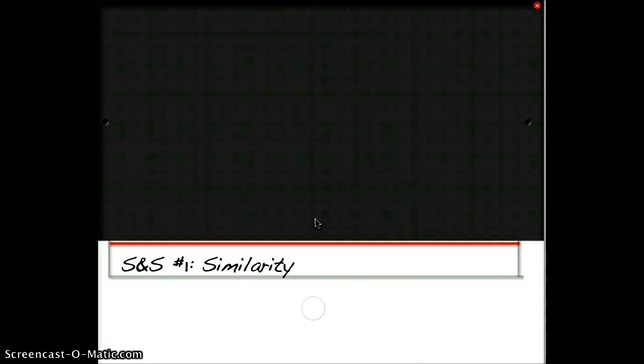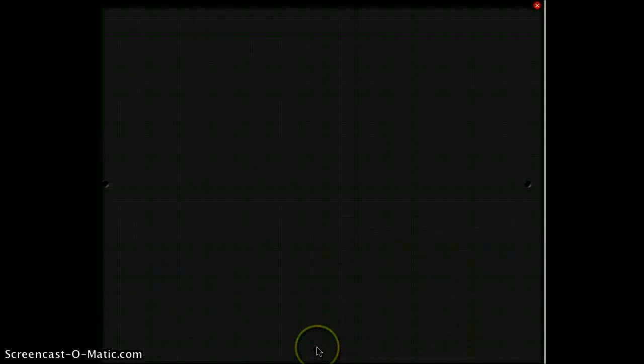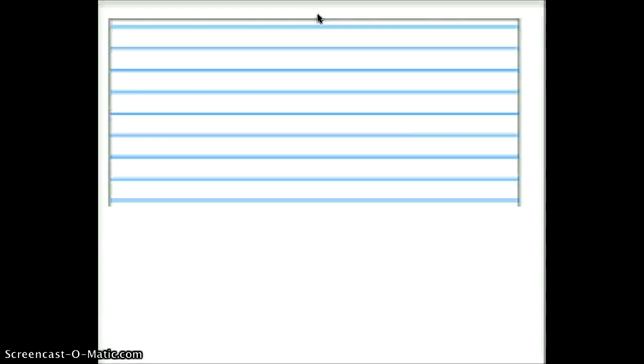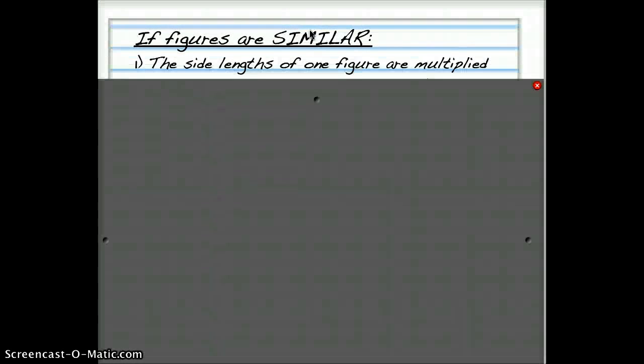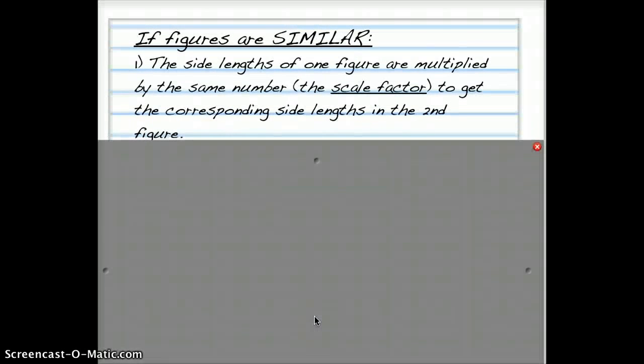Okay, you are going to notice, or we talked about in class yesterday, that it takes two things for something to be similar. All right, and it needs these two characteristics. So if figures are similar, the first thing that happens is the side lengths of one figure are multiplied by the same number, known as the scale factor, to get the corresponding side lengths in the second figure.